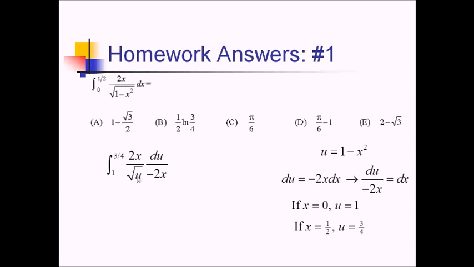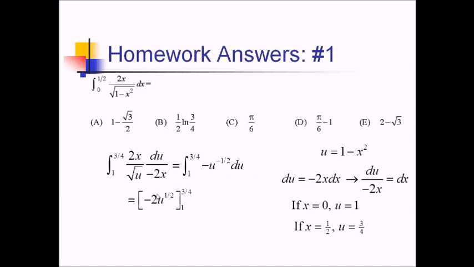3/4 of, let's see, I'll make this u to the negative 1/2, just to make my next step a little bit easier. And now, using my reverse power rule, I'm going to bump that up to a 1/2 and divide by 1/2. So multiplying by 2, my antiderivative then is negative 2u to the 1/2 from 1 to 3/4.